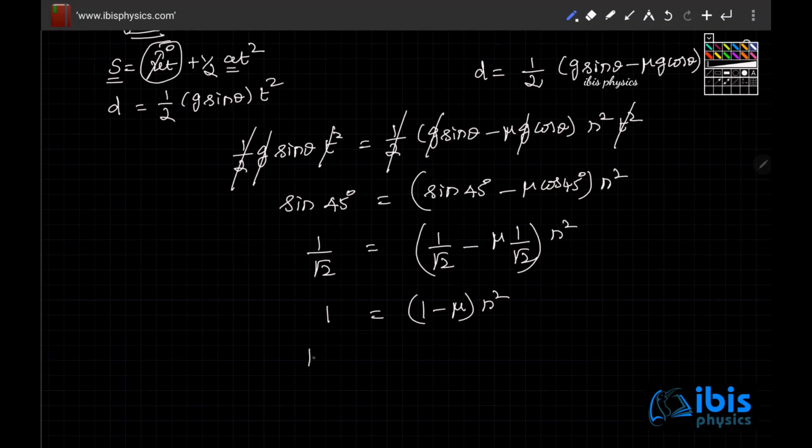So 1 minus mu is equal to 1 by n square, and mu is equal to 1 minus 1 by n square, or (n square minus 1) by n square.